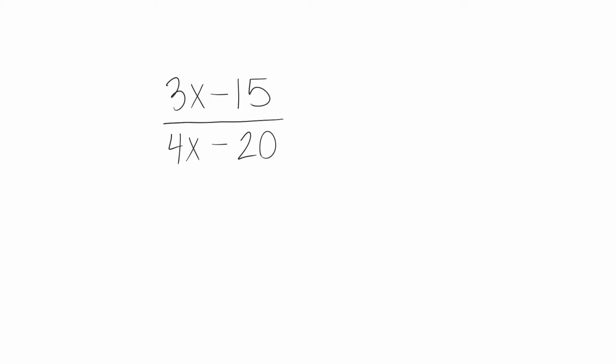Okay, let's try another one. What if we have 3x minus 15 over 4x minus 20? All right, let's look at this. So again, we can't just start taking things out. We have multiple terms, and it doesn't appear 3, 15, 4, and 20, off the top of my head, there's nothing they all divide by. So I'm going to look individually.